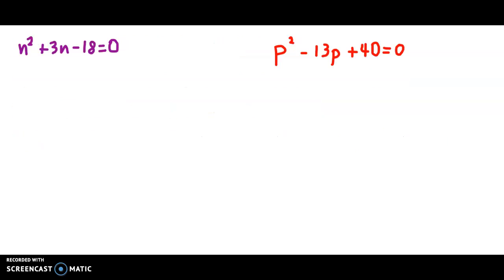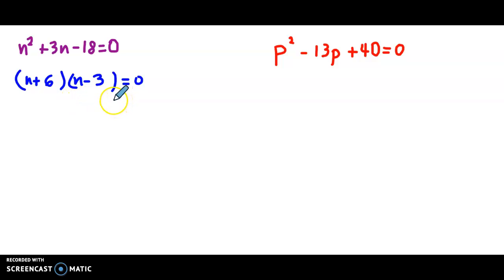So let me take you through some examples. This is my purple example. I always like to set my parentheses first, equals 0. This is telling me they're opposite signs. I need two numbers with a product of -18 and a sum of 3. This is telling me the biggest would be the positive, so 6 and -3. You can do FOIL to make sure you're correct.